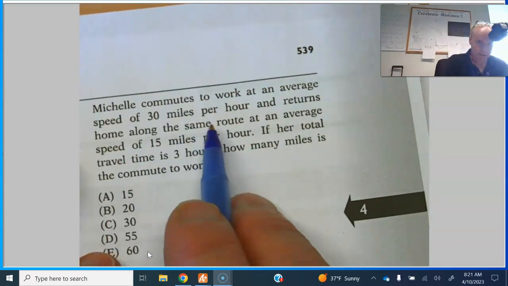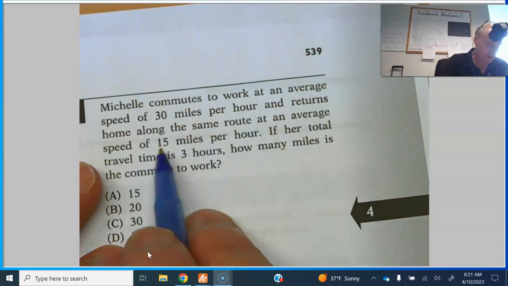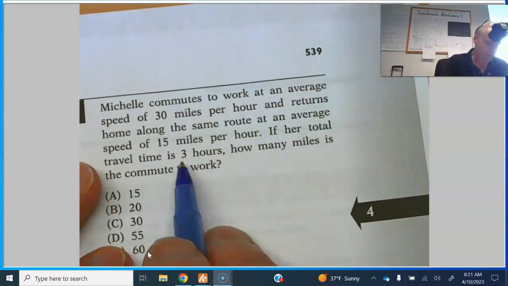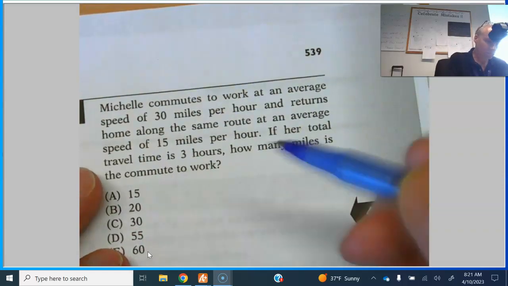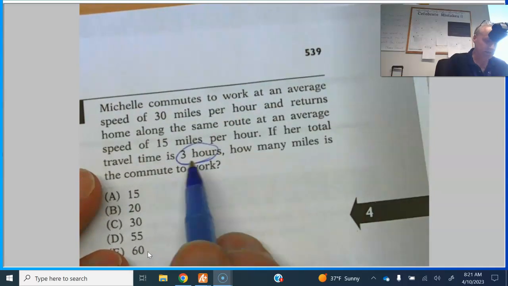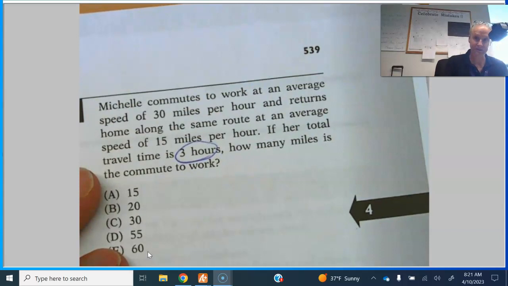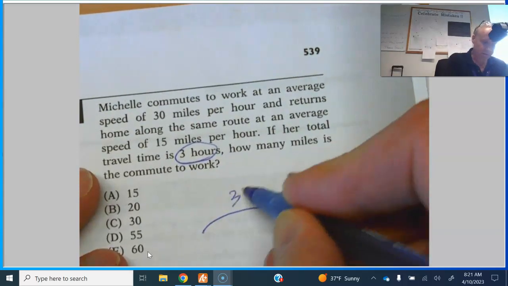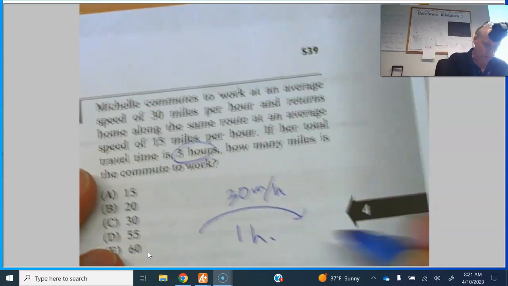Michelle commutes to work at an average of 30 miles per hour and returns along the same route at an average of 15 miles per hour. If her total travel time is 3 hours, how many miles is her commute to work? This is a really tricky question because she's going to spend twice as long going back as she does going. So in other words, she's going to go 30 miles per hour for the first 1 hour to get to work.